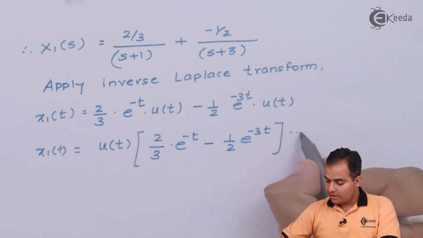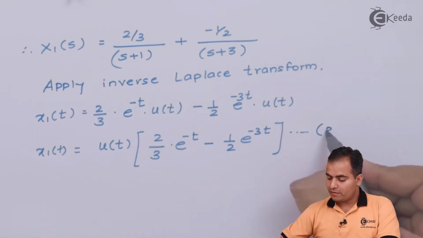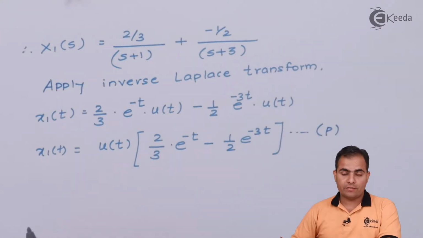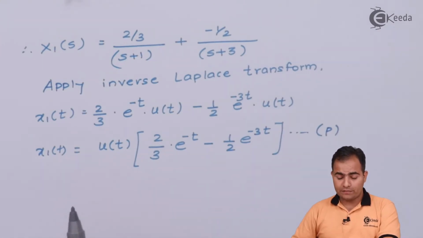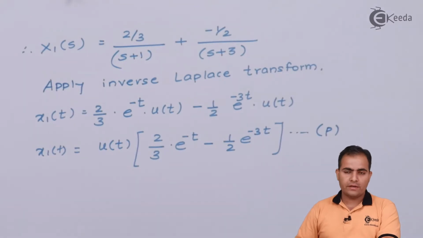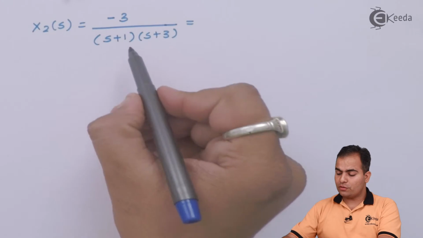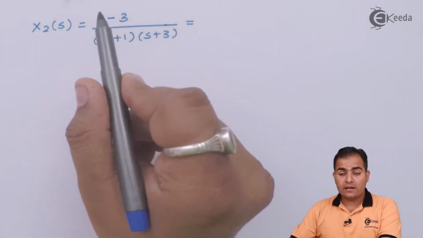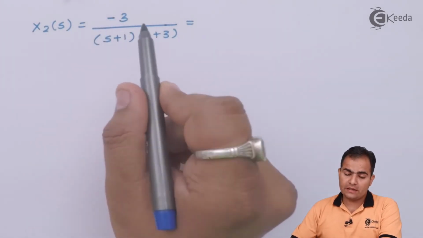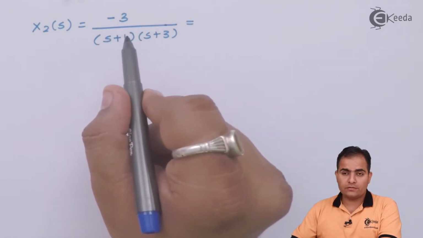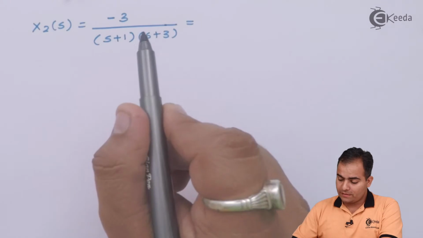Let's say my equation number, we have a p, because I'm going to substitute this x1 of t value in my equation number 1. Now similarly we'll find out Laplace inverse of x2 of s, x3 of s, and x4 of s one by one. Now we'll find out Laplace inverse of x2 of s. My x2 of s equation is this, -3 upon s square plus 4s plus 3. But basically in the last part we have already calculated the factors of s square plus 4s plus 3, which is s plus 1 and s plus 3.